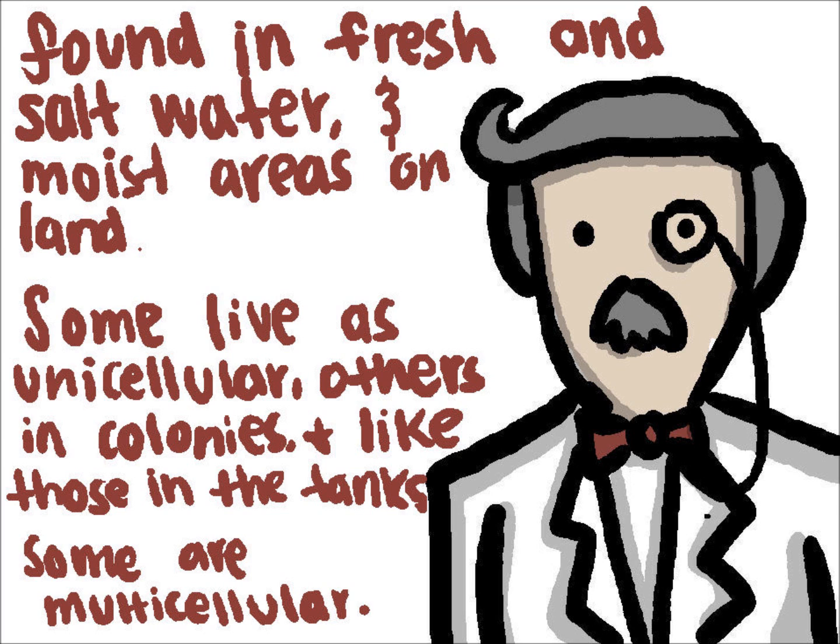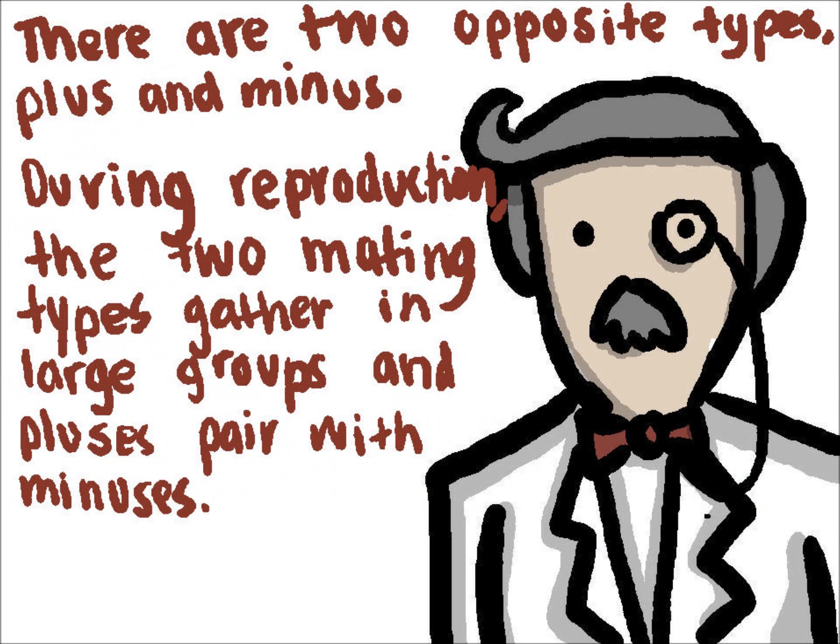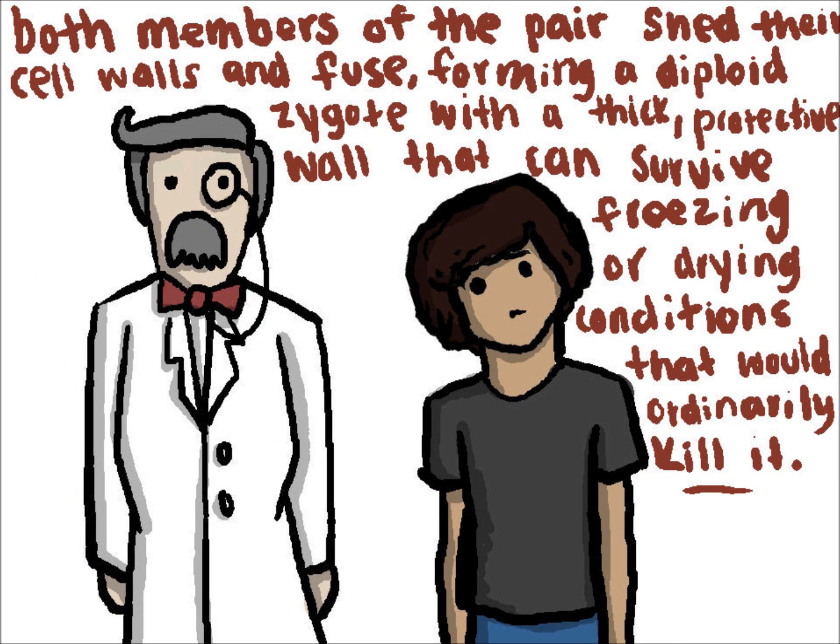Some are multicellular. The life cycles of many algae contain a diploid and a haploid generation. In a process known as alternation of generations, many switch back between these stages. There are two main opposite types, plus and minus. During reproduction, the two mating types gather in large groups and pluses pair with minuses. Both members of the pair shed their cell walls and fuse, forming a diploid zygote with a thick protective wall that can survive freezing or drying conditions that would ordinarily kill it.